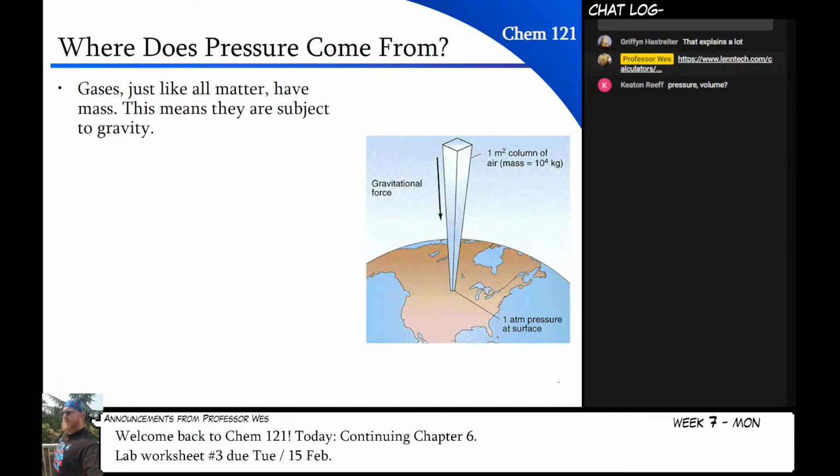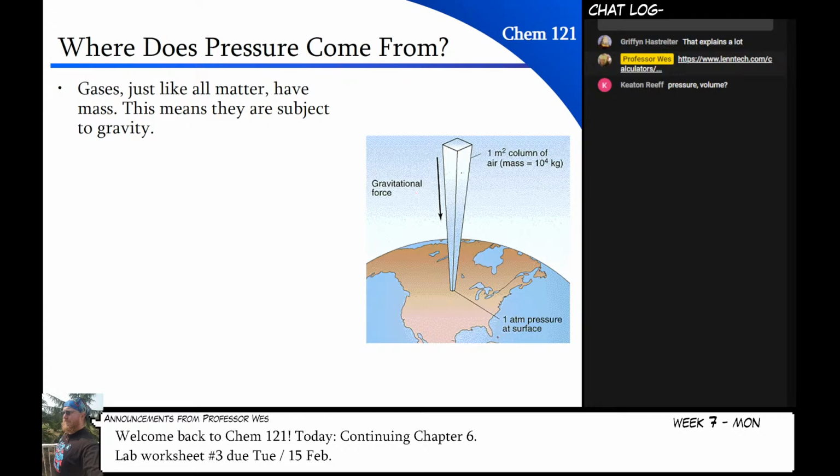Let's talk about pressure a little bit more. Where does pressure come from around us? Why is there this force pushing us inward by particles? And the answer is it's due to gravity. Since gases are matter, and all matter is attracted to other matter, gases must also be attracted to the matter of the Earth, and therefore they are subject to gravity. They are pulled in the downward direction.